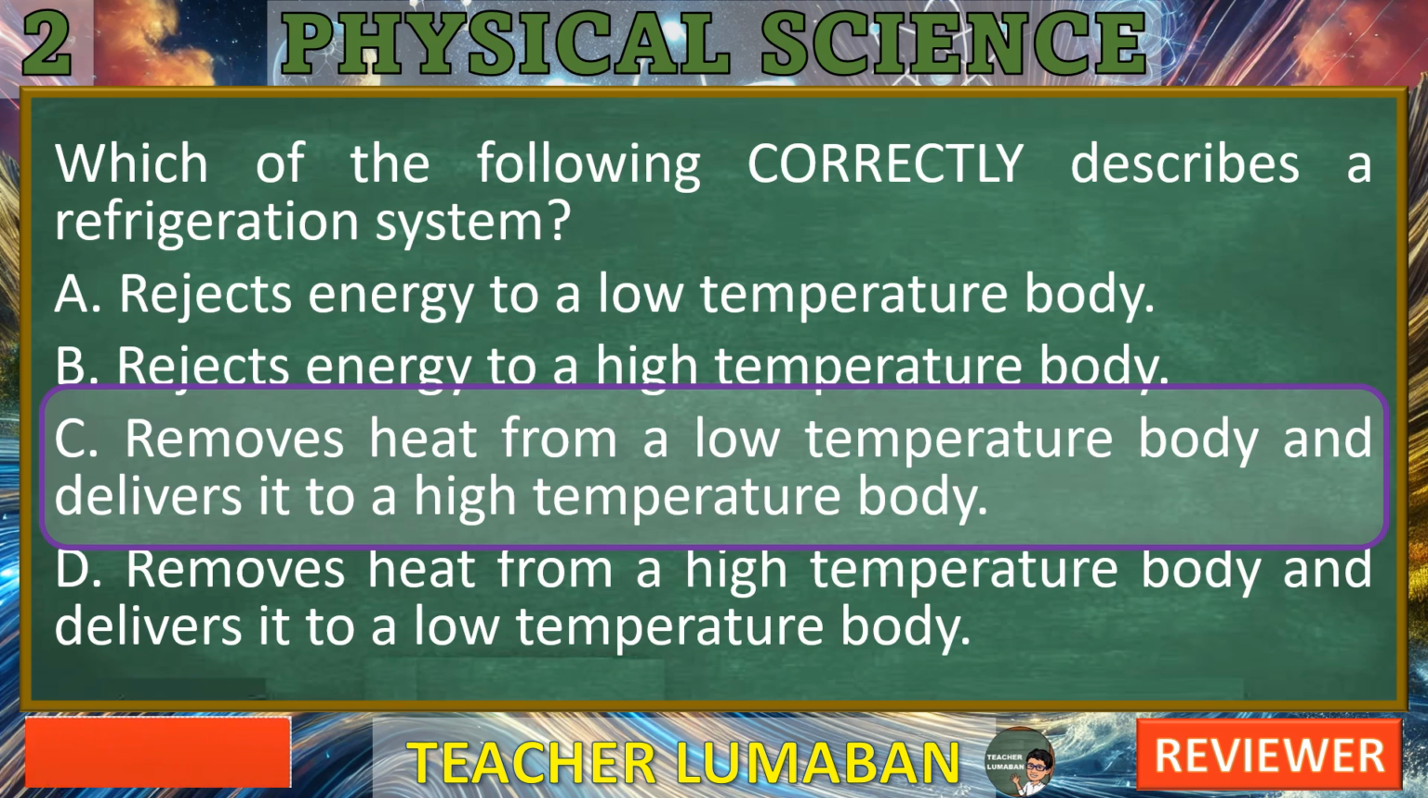D. Removes heat from a high temperature body and delivers it to a low temperature body. This is incorrect because it describes a process opposite to that of refrigeration, which moves heat from a cooler area to a warmer area. In summary, refrigeration systems work by removing heat from a low temperature body and delivering it to a high temperature body, as described in option C.